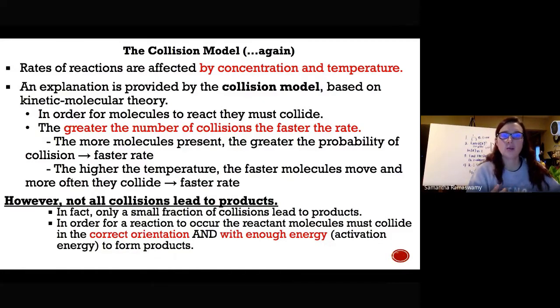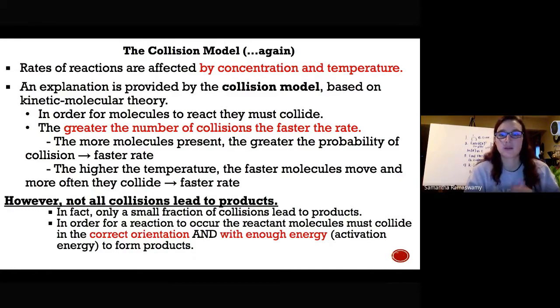We can talk about how the collision model affects rate. The collision model just means that in order for molecules to react, they must collide. So molecules must collide in order to react, and the greater the number of collisions, the faster the rate. Those are the two premises behind the collision model: they must collide, and the more collisions, the faster the rate.